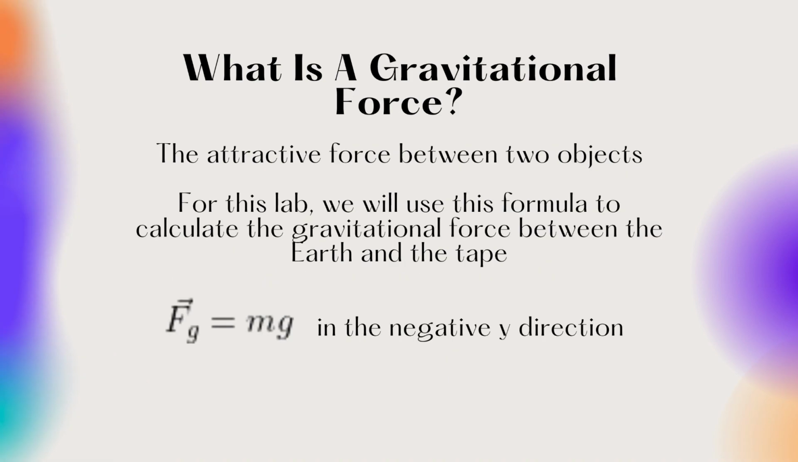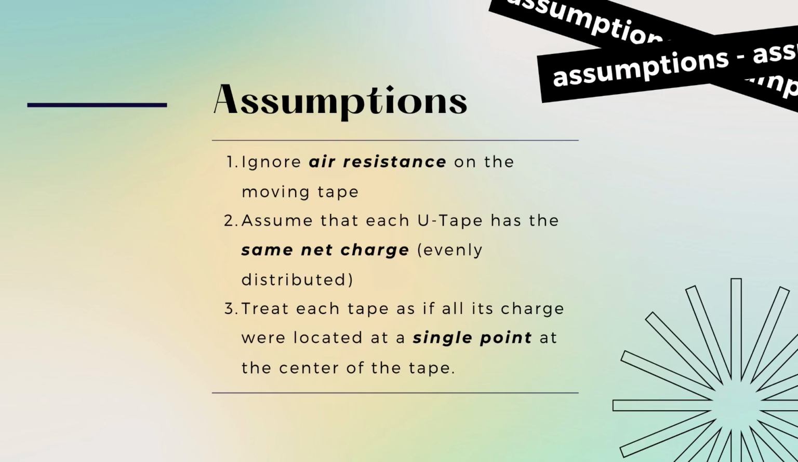Lastly, the most intuitive of the principles is the gravitational force, which is the attractive force between two objects. For this lab, we will use this formula to calculate the gravitational force between the Earth and the upper piece of tape. The formula is the mass of the tape multiplied by the acceleration due to gravity in the negative y direction.